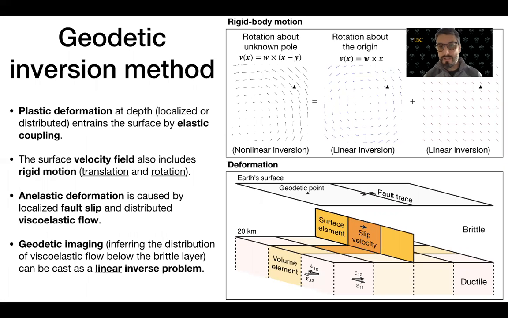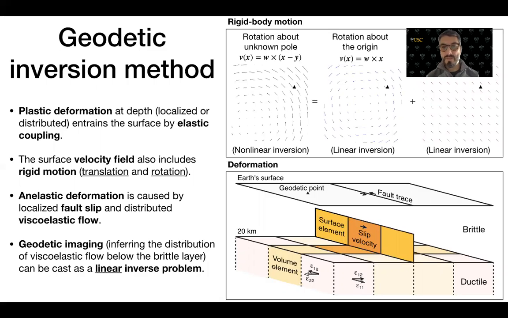This surface deformation, this surface velocity, can be decomposed into rigid body motion and internal deformation. Rigid motion can itself be decomposed into a rotation about the origin of the coordinate system and a translation. We assume that deformation is caused by motion on faults in the brittle crust and viscoelastic flow in the ductile substrate. This is the lower crust and the asthenosphere.